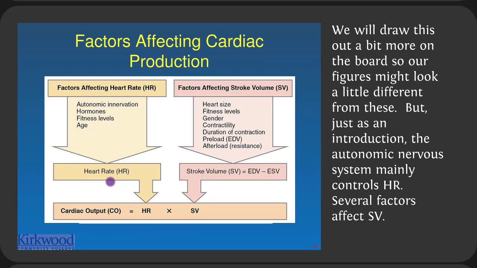We'll draw this out a bit more on the board, so our figures might look a little different from these, but just as an introduction, the autonomic nervous system affects heart rate. And that's the main controller of heart rate. There's several things that affect stroke volume. We're going to break it down into something called preload, afterload, and contractility.